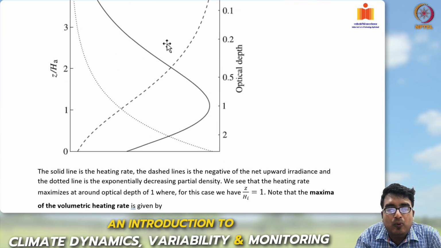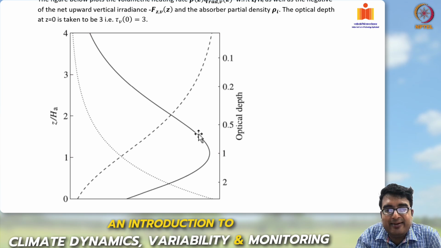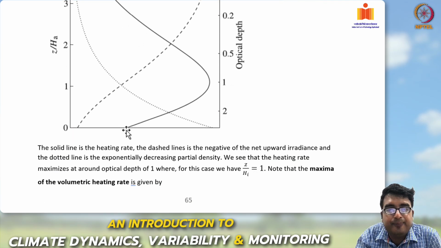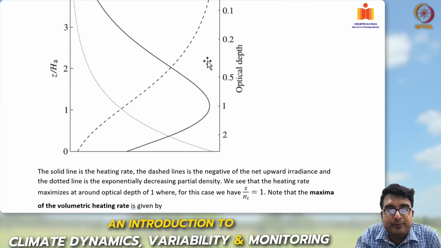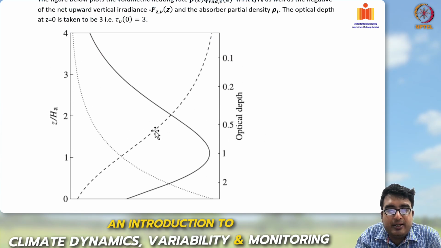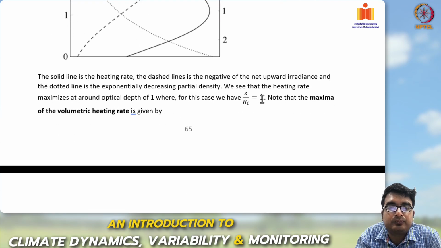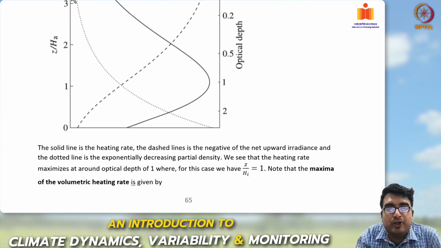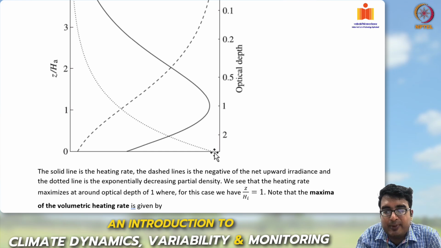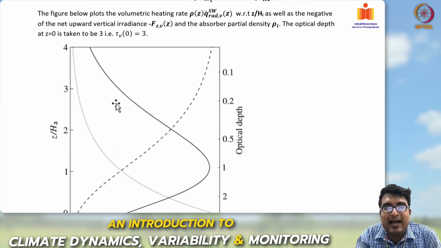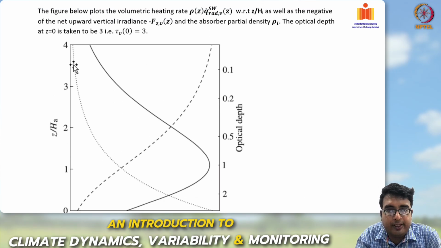So here for these expressions we can analytically plot. The solid line is the heating rate, volumetric heating rate. The dashed line is the negative of the upward irradiance, basically the net downward irradiance here. So here it's the maximum value, it goes down to a small value near the ground. And the dotted line is the exponentially decaying partial density. It starts from a certain value here, rho_i0, and it decays exponentially.